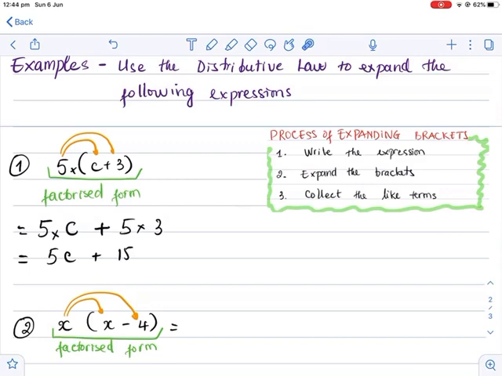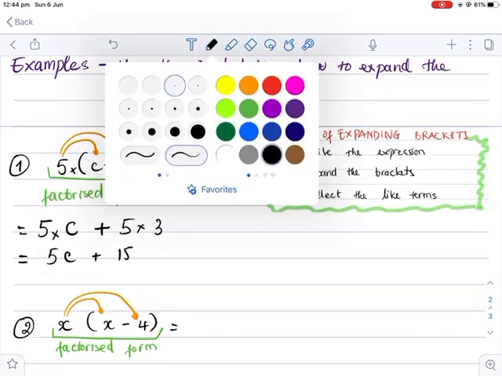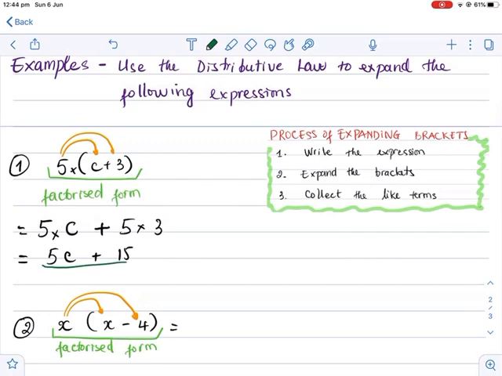So first I write down the expression. Then I use the distributive law to expand the bracket. Next, I have to collect the like terms to simplify my expanded form. So look at this one: I have 5C, I have 15. C is a term, and this one is a constant, which is a special term. They are totally different, so I cannot collect them. So this one is my final answer, and it is the expanded form.